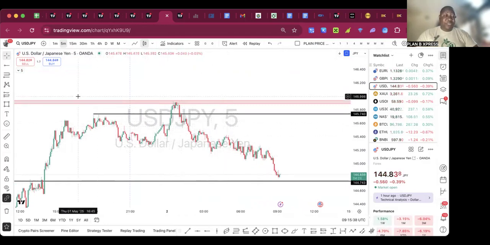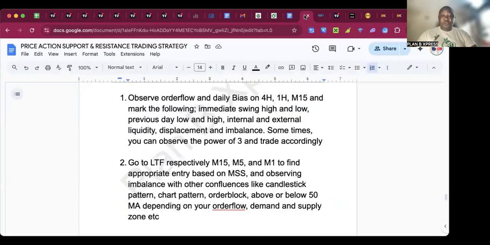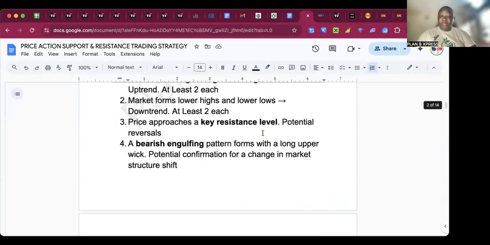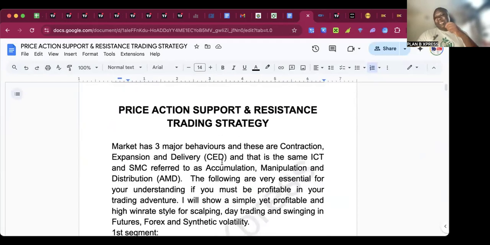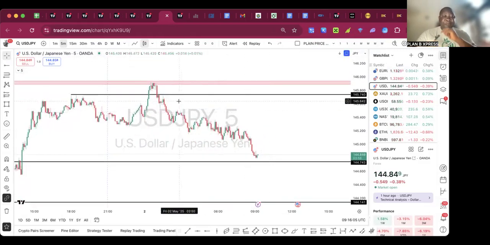We have said the market moves in 3 dimensions. In smart money concept it's called AMD, but if you are part of my students, in my price action training I call it CED, and the full meaning is contraction, expansion, and delivery. So quickly, because we are not here for story, guys: the market came down, then moved sideways, and then looped out. This is the expansion, this is the contraction. After the expansion, you expect delivery.